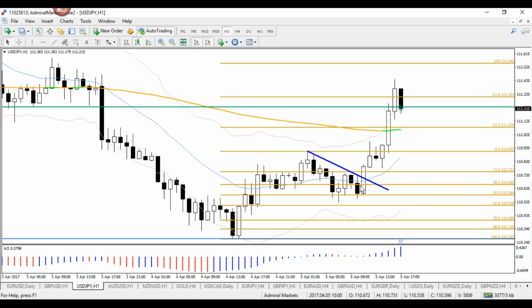This could be the breakout candle right here, for instance. Right here, this could be the breakout candle. And that could be basically trading the daily bounce, the 4-hour bounce, and the hourly breakout. You see that? So this could have been the trigger candle.